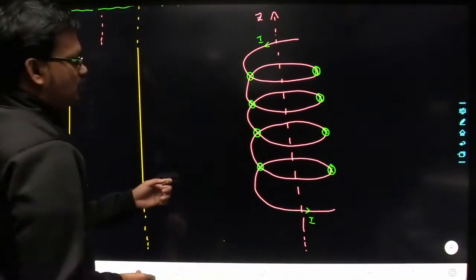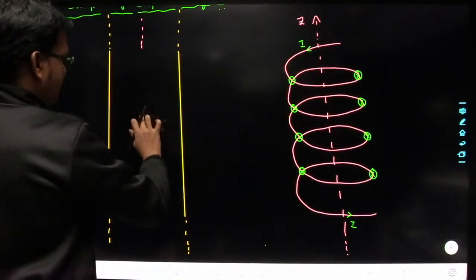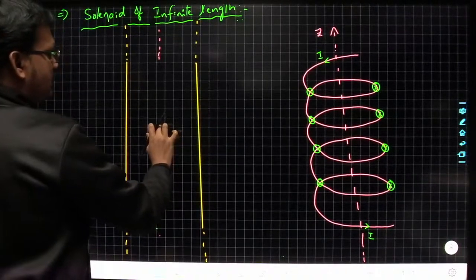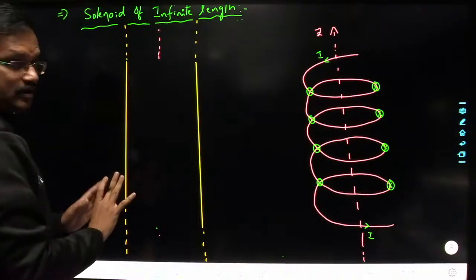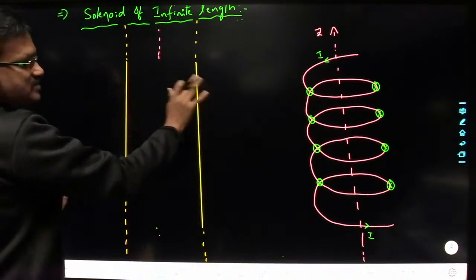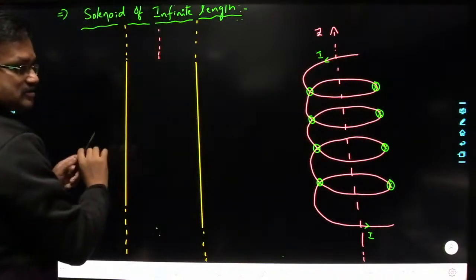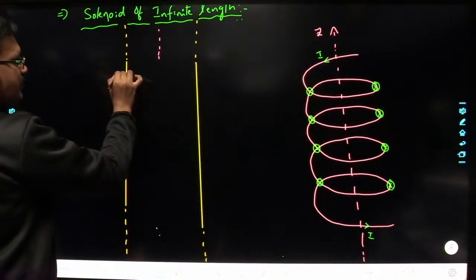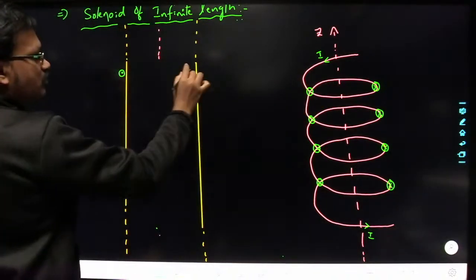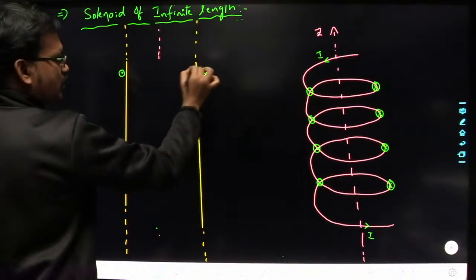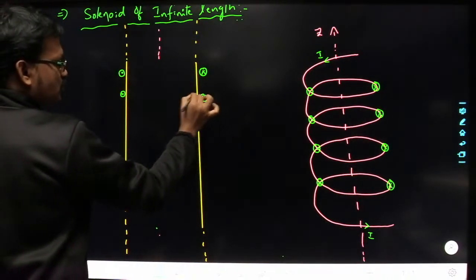The same thing here, I will represent in this manner. The same solenoid I am representing in this manner. Understood? Here I am just representing the currents. Here the current is coming out of the board, and here the current is going into the board. Here the current is coming out of the board, here it is going into the board.